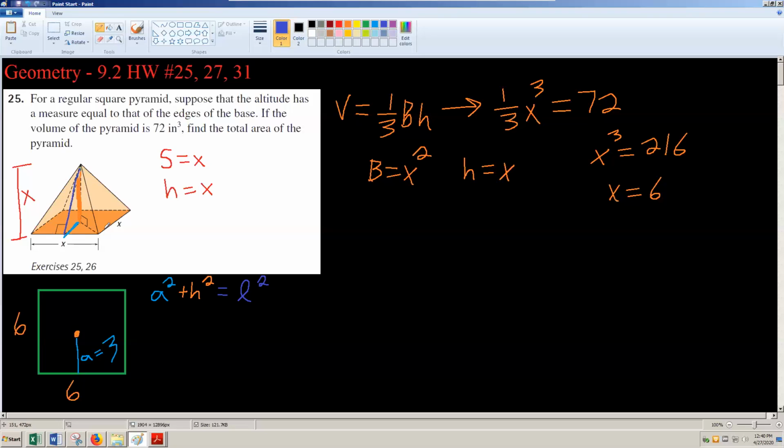If I were to just draw one of these triangles, we can figure it out other ways too. I'm not going to pursue this route, but I'll talk about it briefly. If this is 6 and this is 6, then this distance across diagonally is going to be 6 root 2. So half of that is just going to be 3 root 2.